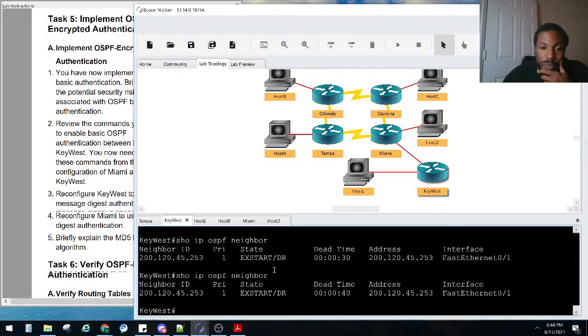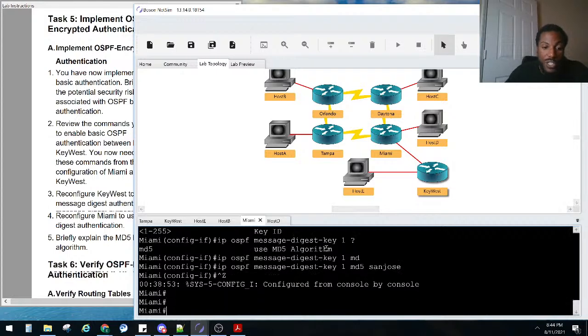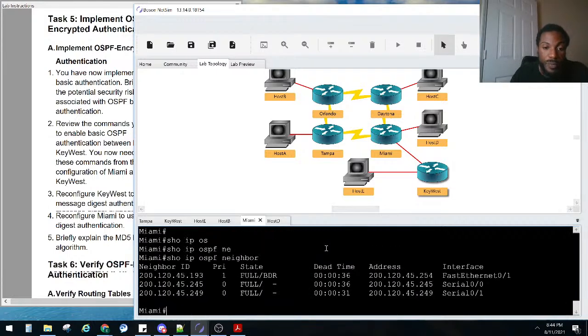That's good to know, right? See, I was staying at ExStart. Miami's got some neighbors. Miami should have 3 neighbors, but if that worked over here, we should have 4 neighbors, right? So Miami's got 1, 2, 3 neighbors, but this should be our 4th. So we go to Miami, we do show IP OSPF neighbor. We only got 3, so this is not a neighbor just yet, right? It's on ExStart right now because we didn't enable authentication. We put in the key, but we didn't enable authentication.